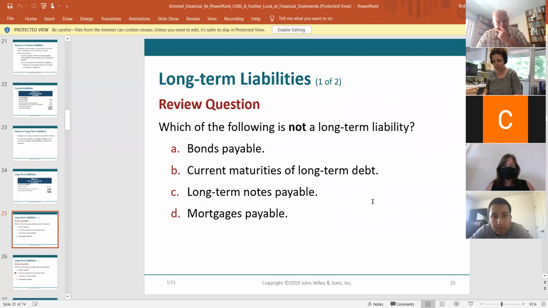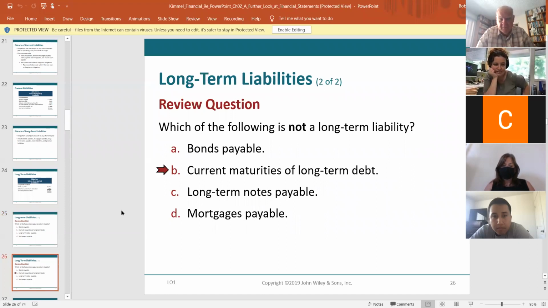Which of the following is not a long-term liability? Which is not a long-term liability? Bonds are typically long-term. Mortgages are probably long-term. I'm guessing, I see the word current. Current maturities are not long-term.